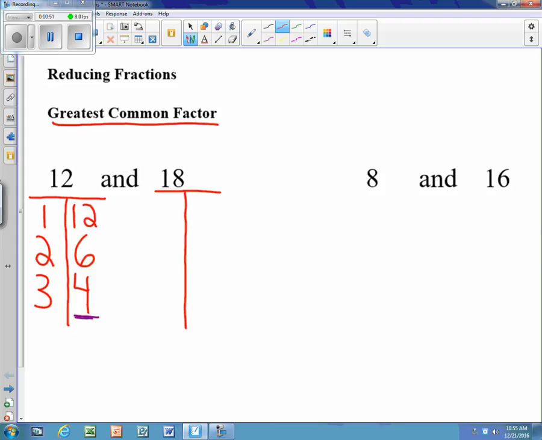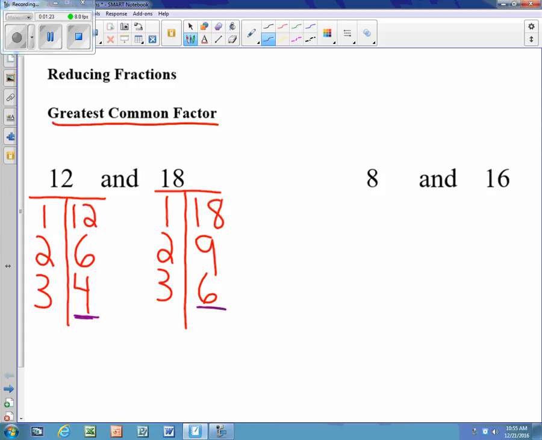And I'm going to go through and say 1 times what is 18? And the answer is 18. Can I do 2 times something? And yes, I can. So 2 times 9 is 18. Can I do 3 times something? Yes, I can. 3 times 6 is 18. 4 times something? Well, I can't multiply 4 times anything to make 18. And now I go to 5. I can't multiply 5 times anything to make 18. But I can do 6, but 6 is already there, so it tells me I'm done and I found all my factors.